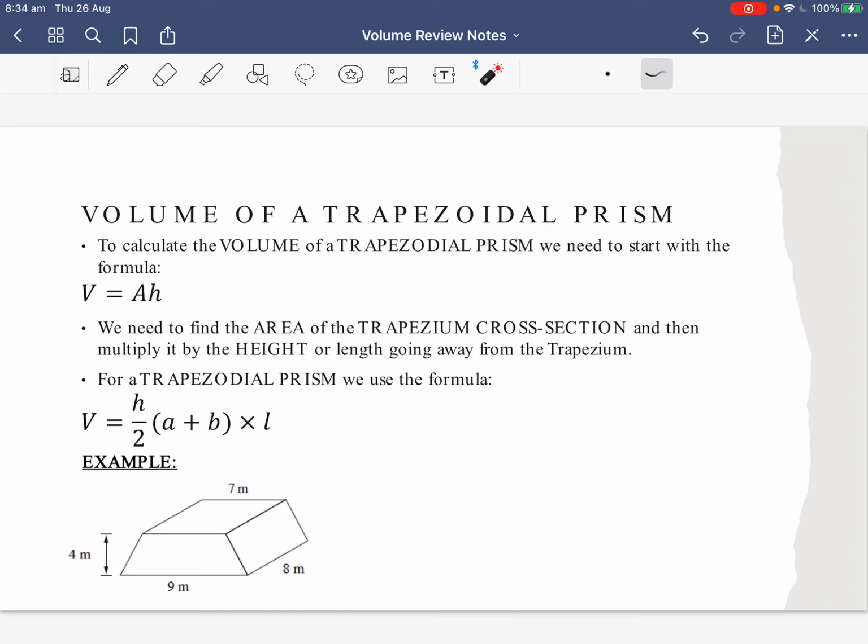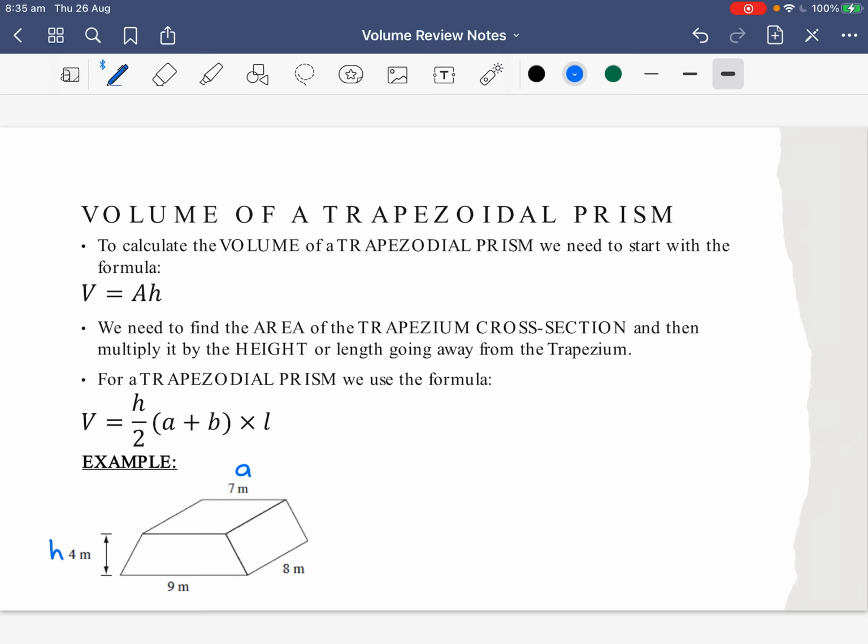And so we get volume equals 420 centimeters cubed. Now, to find the volume of a trapezoidal prism, we start with the formula V equals AH. We then need to find the area of the trapezium cross-section, so that is this area here, and then we multiply it by the height or the length going away from the trapezium, which is this length here on our diagram. So for a trapezoidal prism, we use the formula V equals H on 2, bracket A plus B, times L.